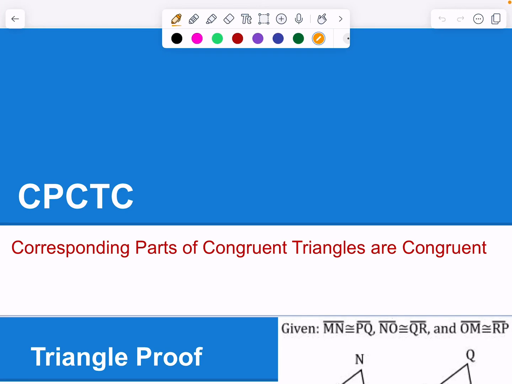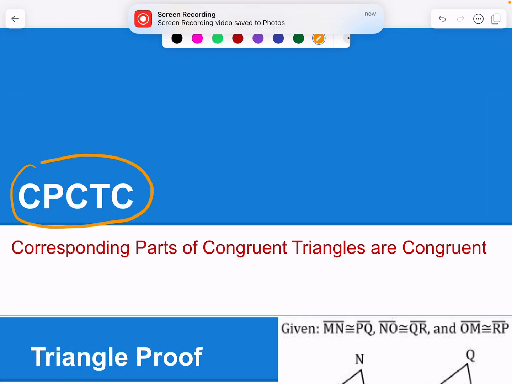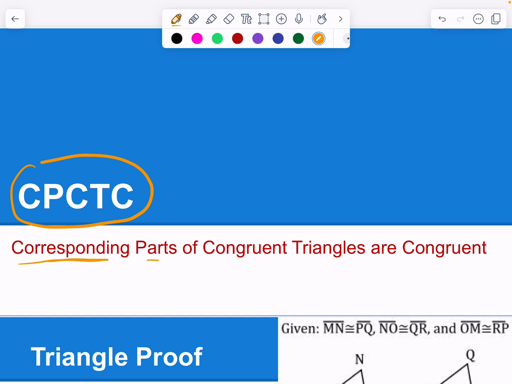The topic of this video is on CPCTC, this right here. And essentially that just means that corresponding parts of congruent triangles are congruent. So this is just an add-on to the end of a proof, okay?